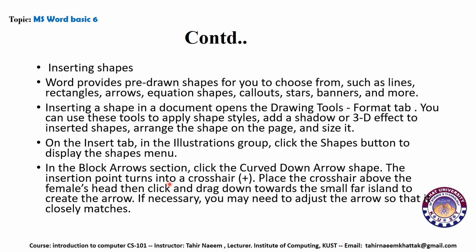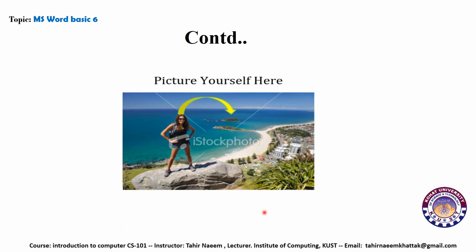The insertion point turns into a crosshair. Place the crosshair above the female head, then click and drag down to a small far island to create the arrow. If necessary, we can adjust the arrow so it will close the image. So here, if you want to draw an arrow, we will place our crosshair here and drag it towards there. This is the arrow we have drawn in the image.